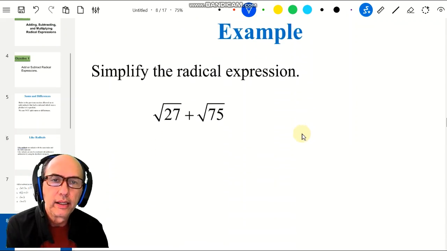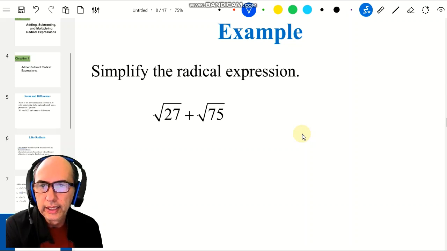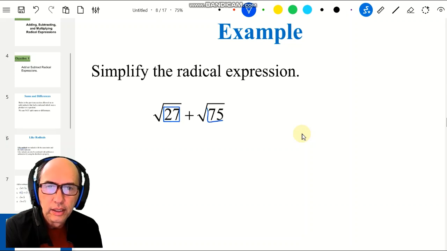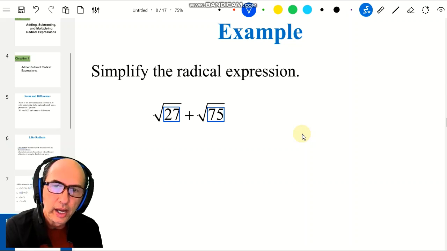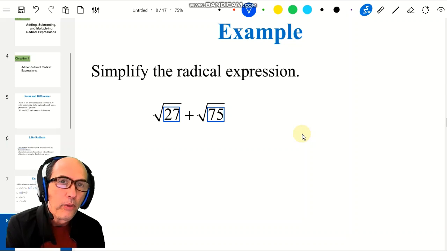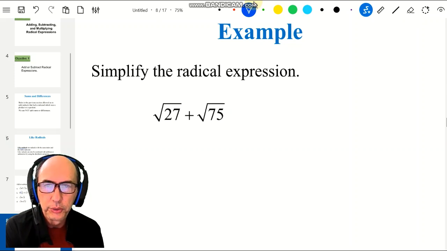What about this example? It looks like we cannot do anything because I don't see any like radicals. This is a 27, and this is 75, completely different. Okay, we have the same square root in both. What we can actually do is factor each one.